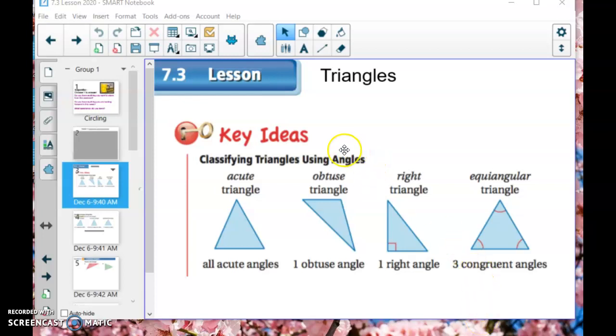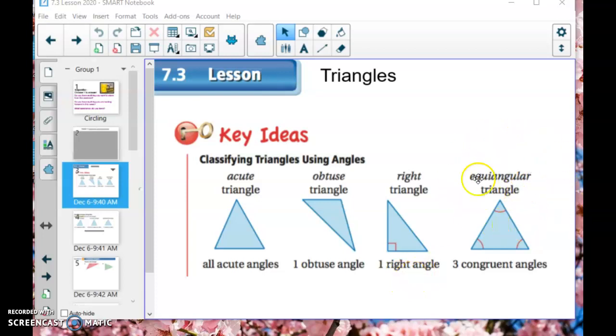All right, today's lesson is chapter 7, section 3, lesson on triangles. So the first thing we're going to do with triangles is classify the triangles using their angle measures. If you have all three angles that are less than 90 degrees, the classification would be an acute triangle. If you have one angle that's greater than 90 degrees, then you would classify it as an obtuse triangle. If you have one angle that is exactly 90 degrees, you would classify that as a right triangle.